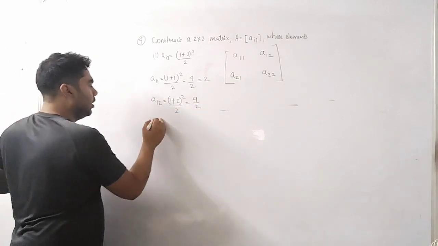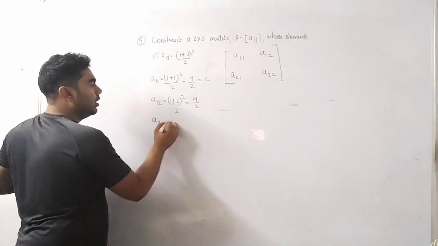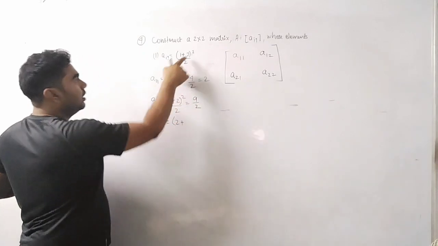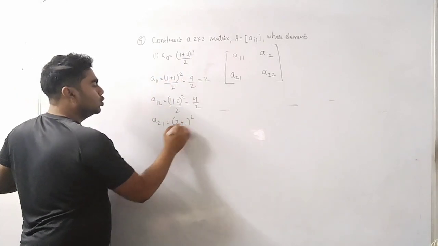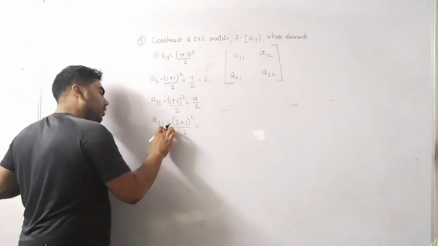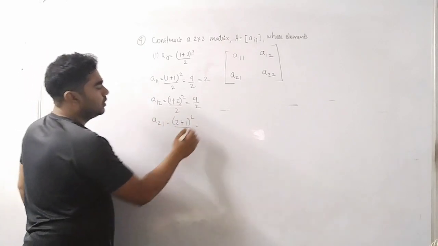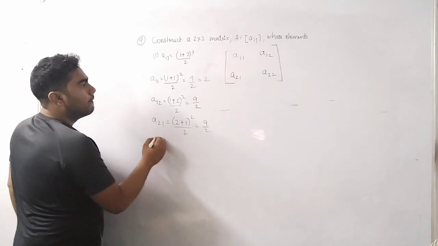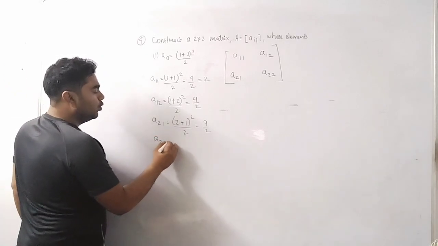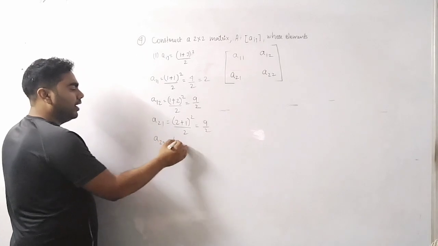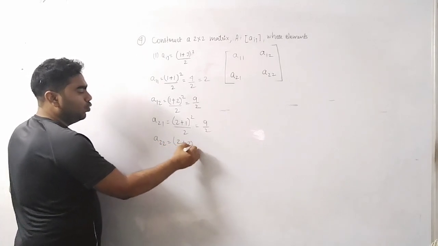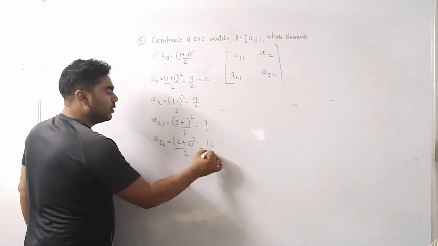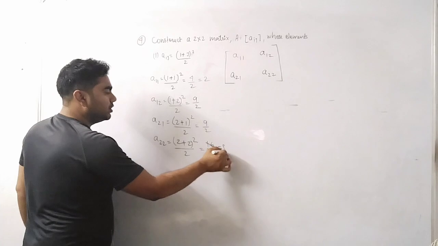Coming to row 2, A21, having i equals 2 plus j equals 1, whole square upon 2, gives 3 square upon 2. That means 9 upon 2, the same element. Moving further with A22, in place of i we have 2, in place of j 2, whole square upon 2, which gives 4 square, 16 upon 2, which is 8.